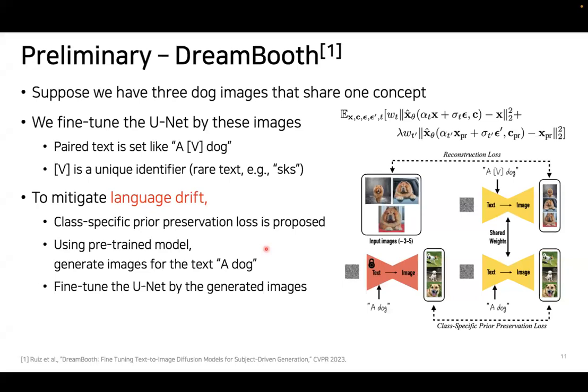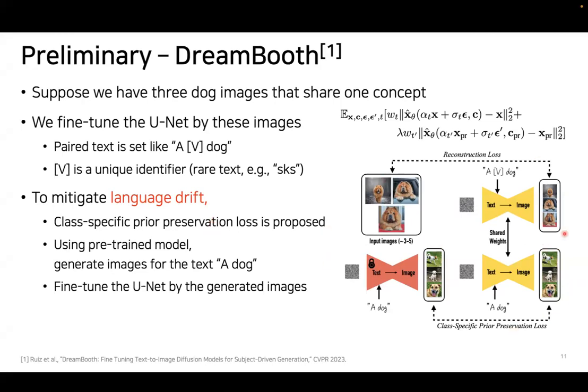When we have generated images, we fine-tune the UNet with these generated images, and at the same time we also fine-tune with our given images. So this is a prior preservation loss.